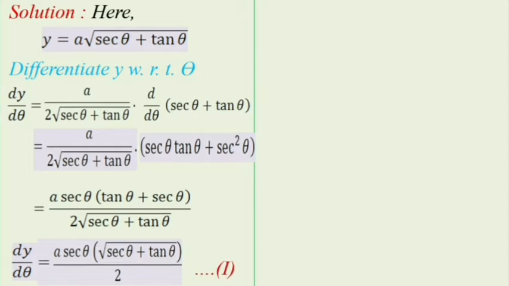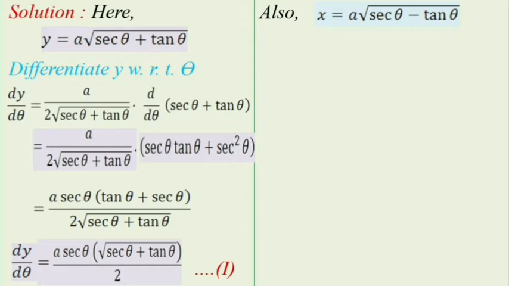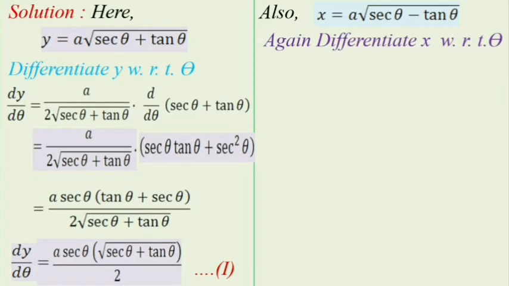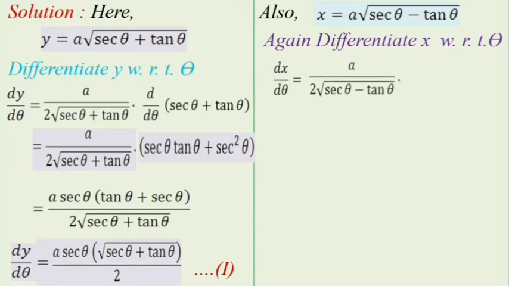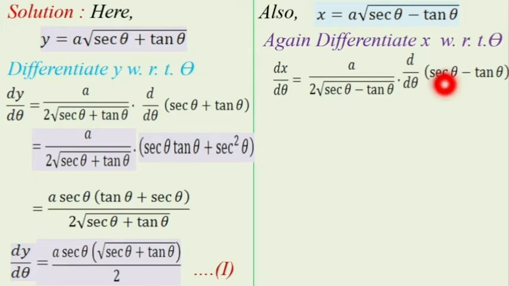Now in a similar manner we have to take the derivative of x with respect to theta, and therefore firstly take the first function, x equal to a root of sec theta minus tan theta. Again differentiate the given function x with respect to theta, then we get dx by d theta equal to, by the same procedure as dy by d theta, a upon 2 root of sec theta minus tan theta into d by d theta of sec theta minus tan theta by the composite rule.